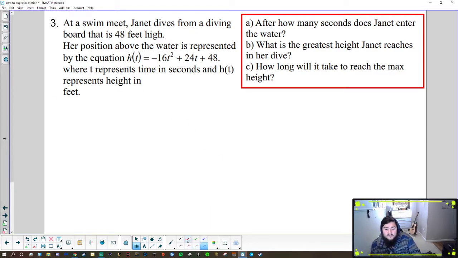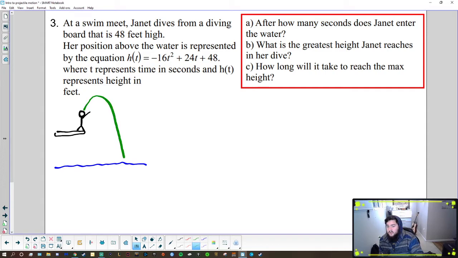Again, we're going to start by drawing a picture of what's happening. So we're at a swim meet and she's diving from a diving board. So we have a diving board. We have Janet on top of that diving board, which means we have water below. And when we're dealing with projectile motion, we always know that it's going to be a quadratic, so she jumps up and down into that water.